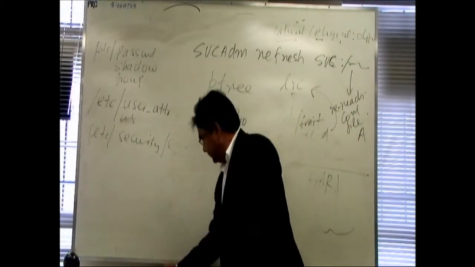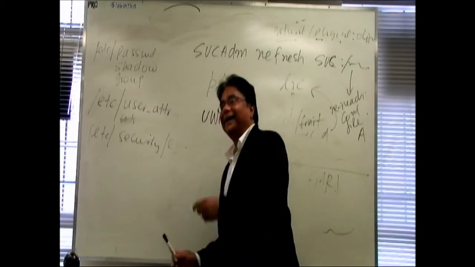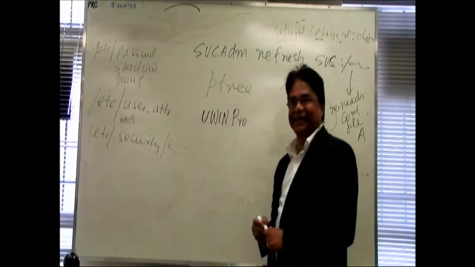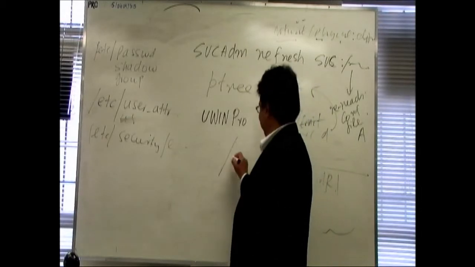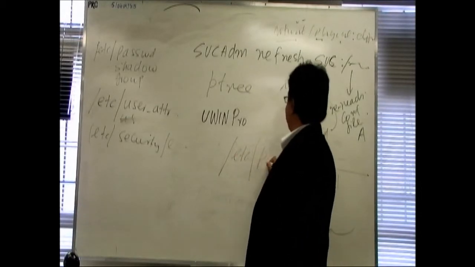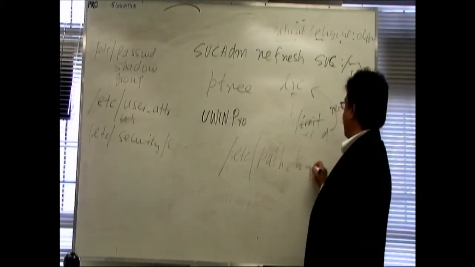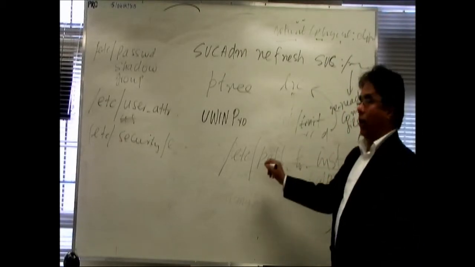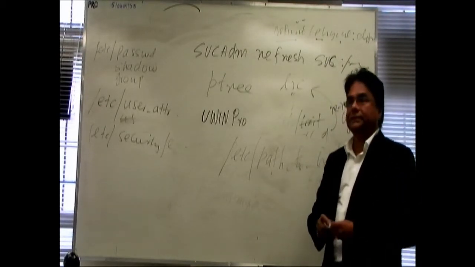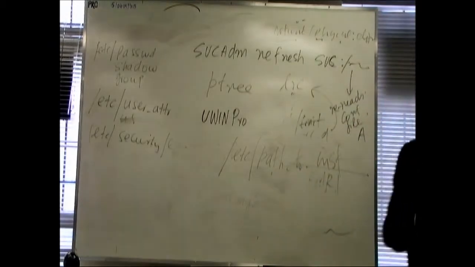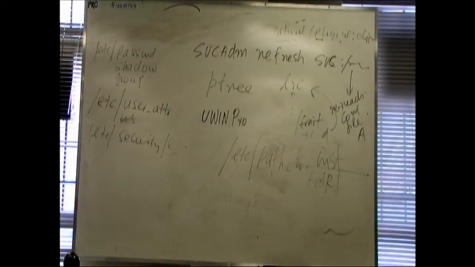What is the name of the file? It is /etc/path_to_inst. So path_to_inst will have all the instances and their instance numbers: instance name and physical number.